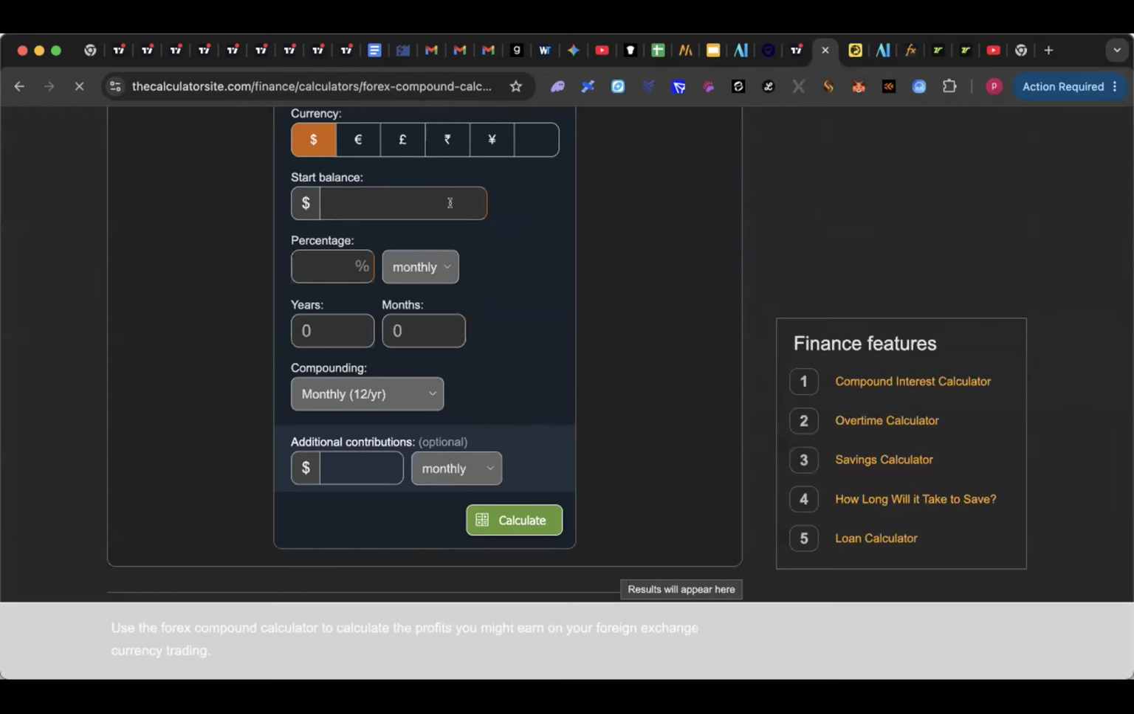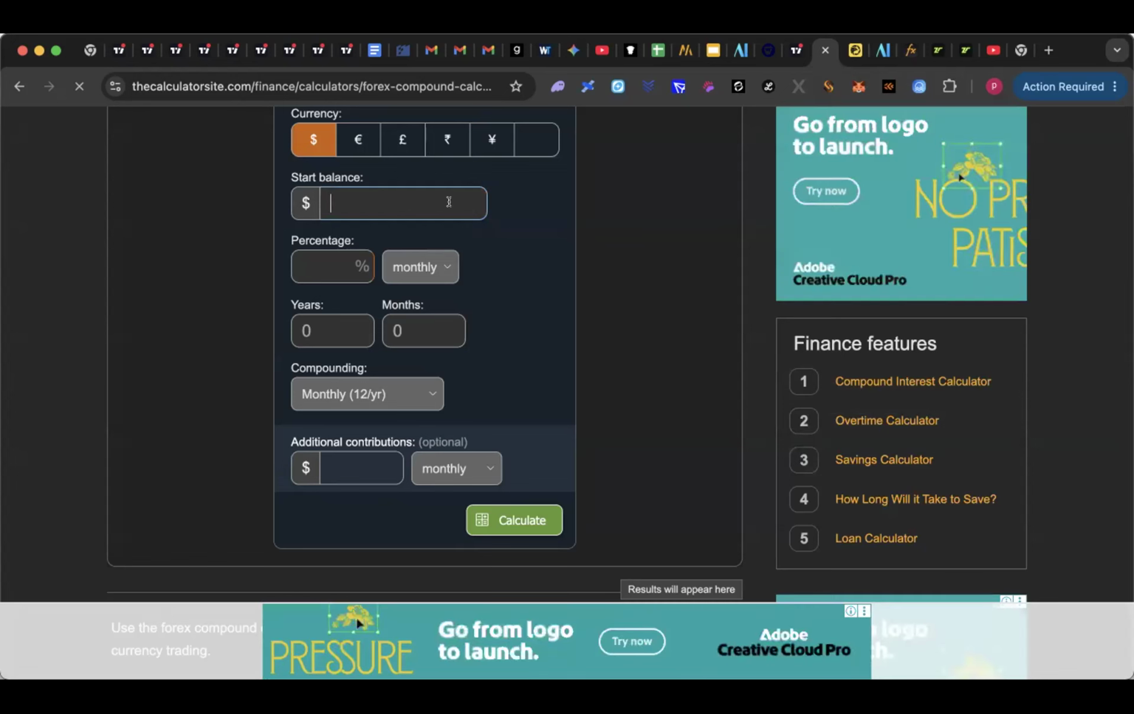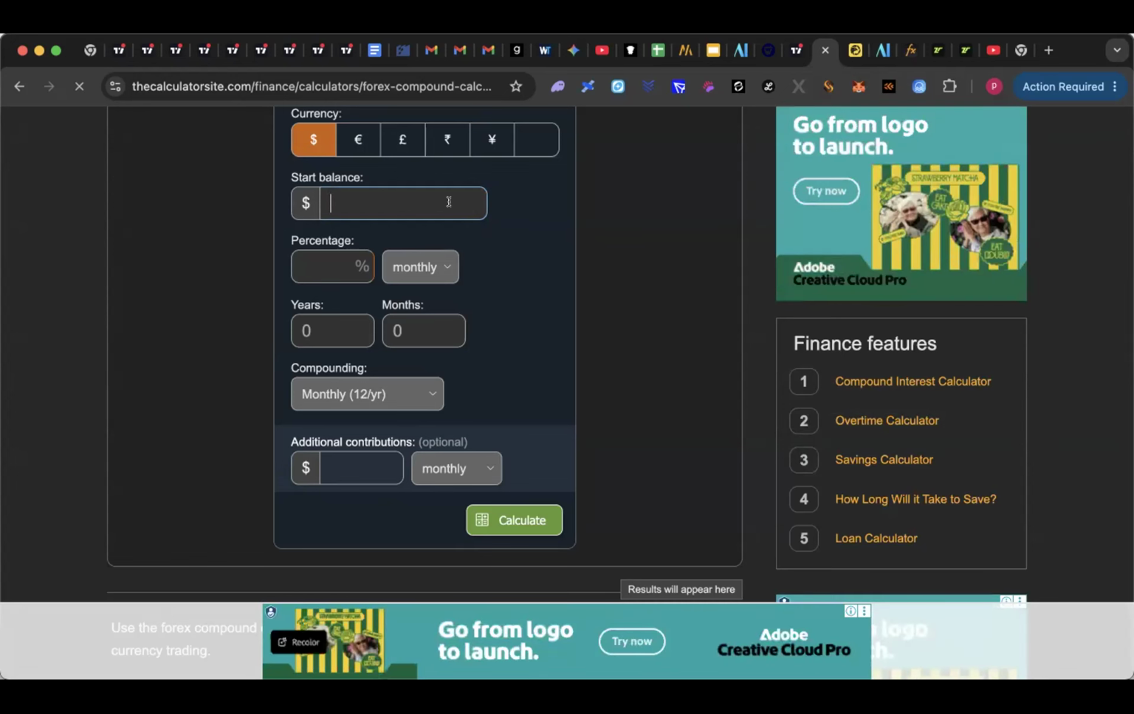So I will start with $1,000 for somebody who wants to now achieve his financial freedom after 5 years. 5 years is a medium-term investment scheme. Investment is in three categories. Short term is 1 year to less than 5 years. Medium term is 5 years to less than 10 years. Long term is 10 years and above.